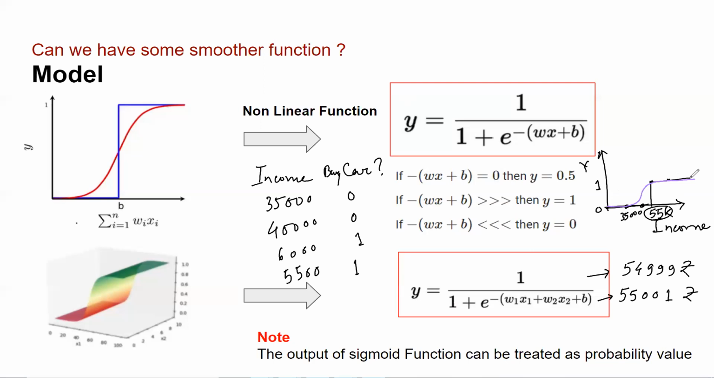In that case, if my person is having this income, I could have said that there is a probability of 49% that he can buy a car. And for this person, I could have said that there's a probability of 55% that he would be able to buy a car. That would have made better sense, right?